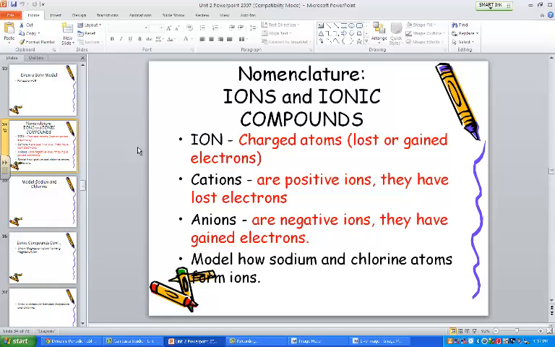So as we begin talking about ions, these are atoms that, in order to become more stable, have either lost or gained electrons. A type of ion known as a cation is called a cation because it is positive. To help me remember that cations are positive, I notice the little positive sign right in the term cation. Cations are positive ions because they have lost electrons.